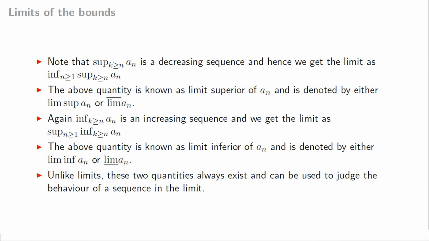either lim sup a_n or limit upper bar a_n. Again, the infimum of a_k, where the range of the infimum is k greater than or equal to n, is an increasing sequence, and we get the limit as the supremum with range n greater than or equal to 1 of the infimum of a_k, where the range of the infimum is k greater than or equal to n. The above quantity is known as the limit inferior of a_n and is denoted by either lim inf a_n or limit lower bar a_n. Unlike limits, these two quantities always exist and can be used to judge the behavior of a sequence in the limit.